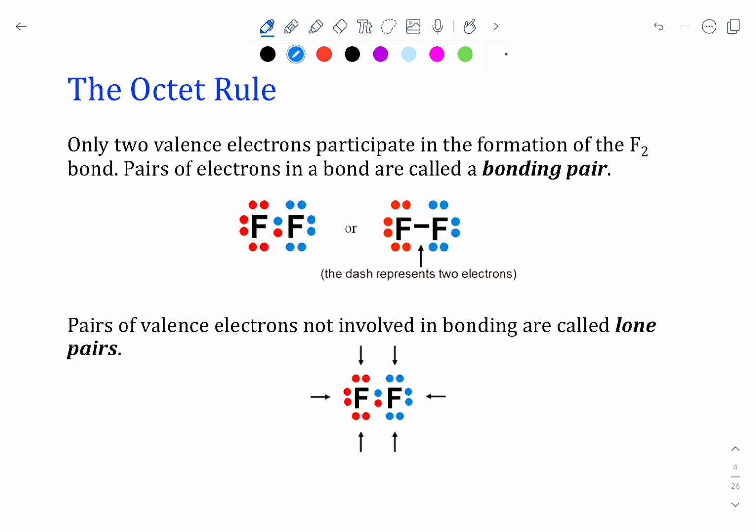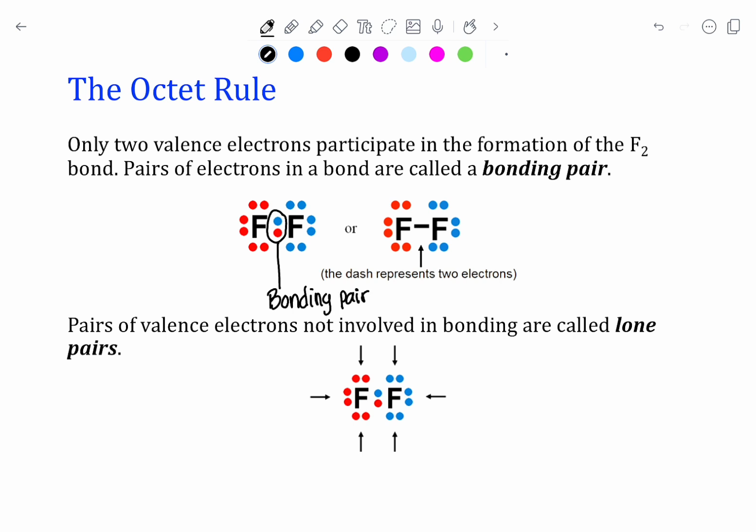So let's quantify how our electrons are participating in bonding using the octet rule. So what we were talking about with fluorine F2 previously, only 2 of its valence electrons were participating in the formation of the F2 bond. So remember, just these 2 valence electrons were the ones that formed the bond. The pairs of electrons in a bond, or that form a bond, are called a bonding pair. So this pair right here is a bonding pair.